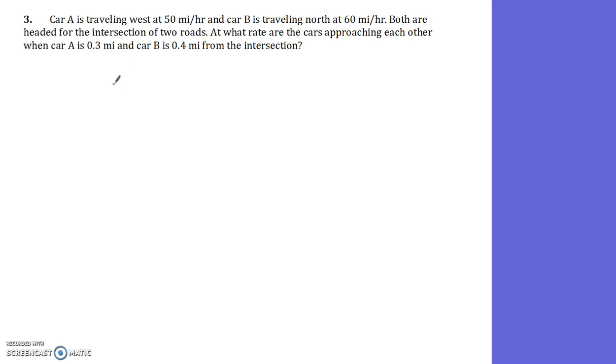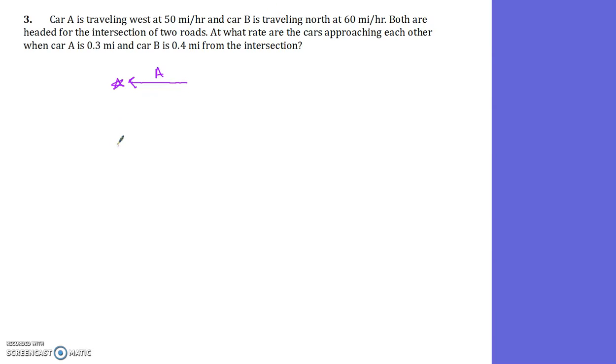I'm just going to put a little star right here. This will represent my intersection. So car A is going west. Well, west would be to the left. So car A is approaching the intersection from this direction. So I'm going to call that A for car A.